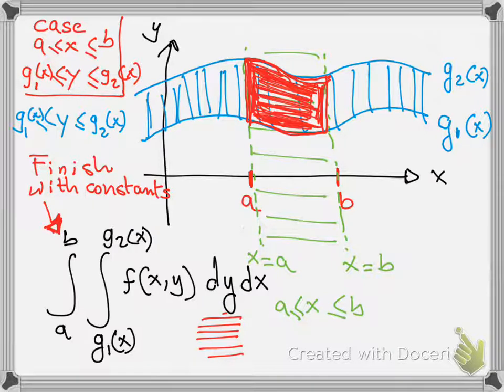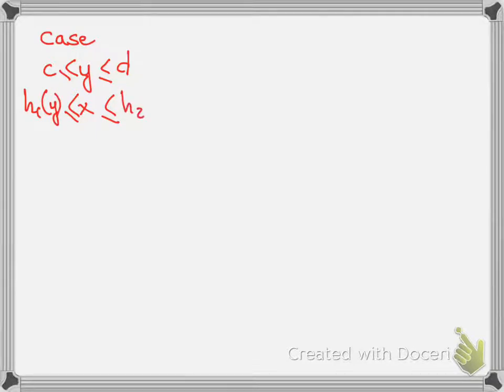Now I can do the same. I can interchange x and y. So here, let's say y is between two constants, c and d, and then x is between two functions. Of course, x is going to be between two functions of y. So x is between, let's say, h1 of y and h2 of y.